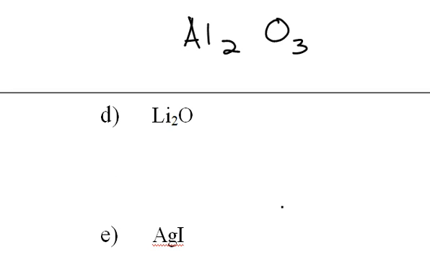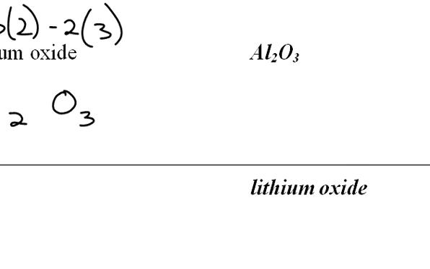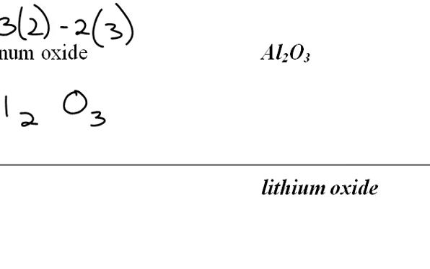All right. Lithium has a +1 charge, so it's already balanced as written. So we can call the lithium and oxygen lithium oxide. And there it is. Now again, we don't care about the 2 here.